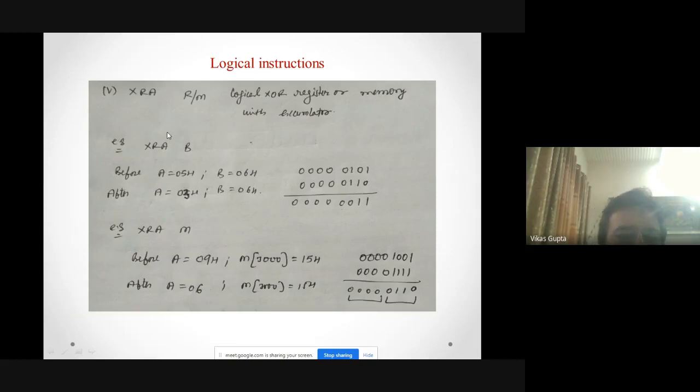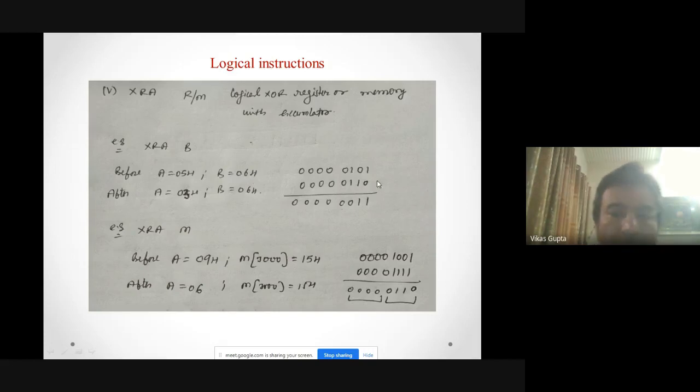Next one is the XRA R/M. We are performing the XOR operation with register or memory. I mean, for example, we have XRA B. So A is equal to 05H. The content of the accumulator is 05H and the register content is 06H. So we are performing the logical XOR operation.